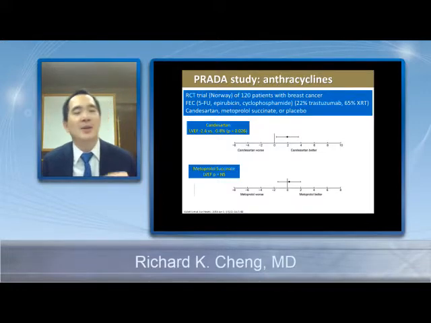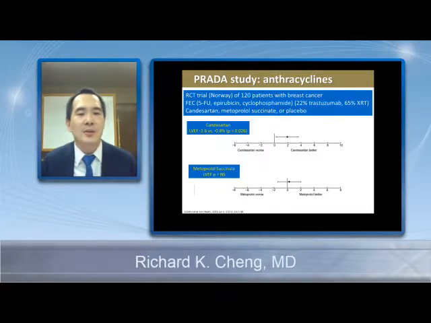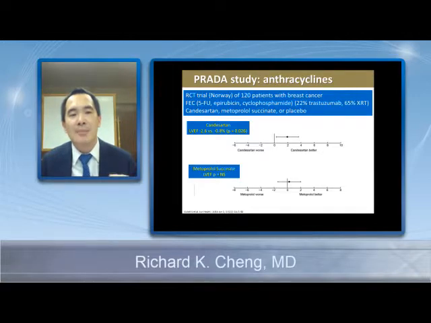But this was a study that looked at a randomized clinical trial in Norway of 120 patients with breast cancer. These patients were exposed to a regimen of FEC, which is 5-fluorouracil, epirubicin, which is an anthracycline, as well as cyclophosphamide. About 22% of patients also received trastuzumab, 65% of patients received radiation therapy. These patients are randomized in a 2-by-2 fashion to candesartan, metoprolol or placebo.